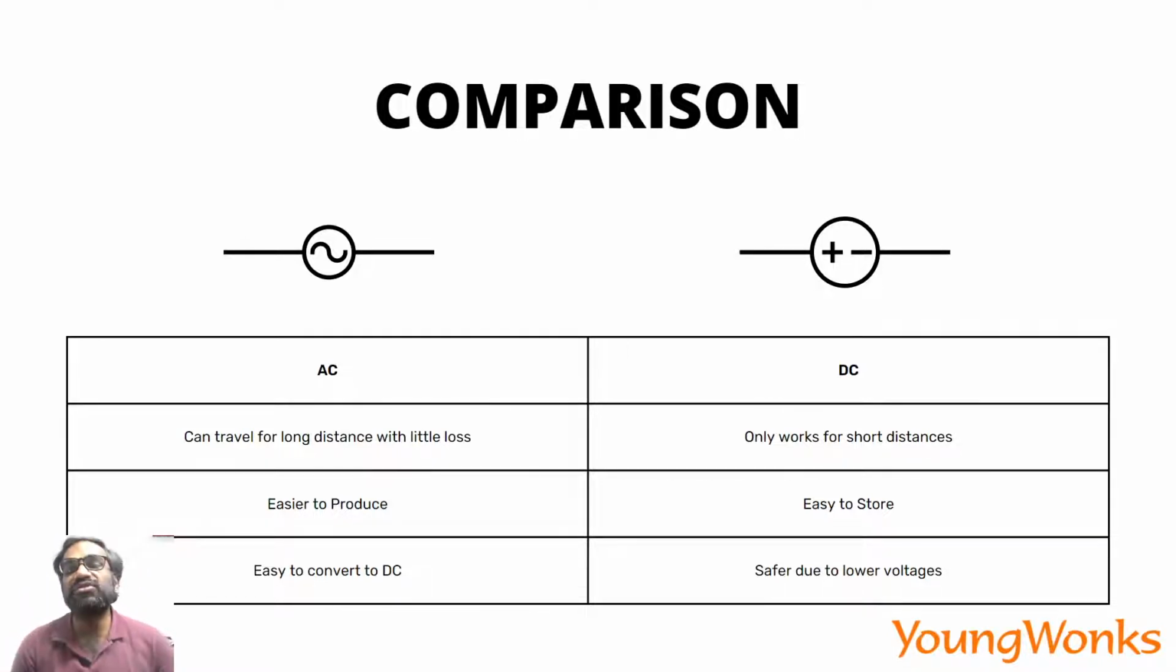Whereas using DC is possible when we want to store it. You can store it in batteries in the form of chemical energy by increasing the density of electrons on one end. Now, AC can be easily converted to DC, so it makes sense for us to use its abilities for easy production and transmission, while DC is safer in a way because the voltages are very low and cannot harm you as much as AC.